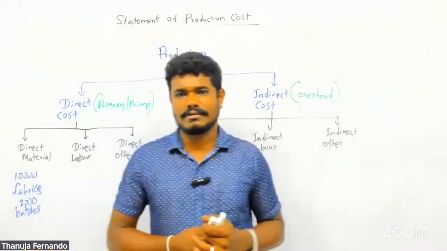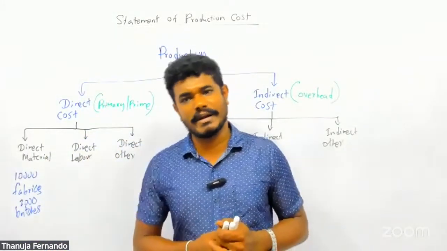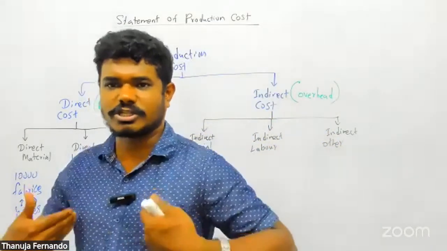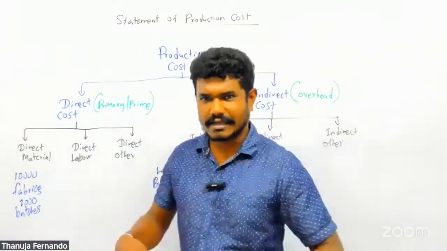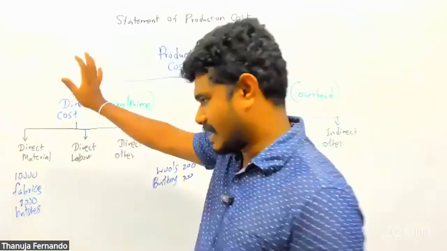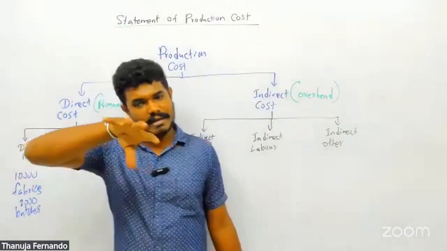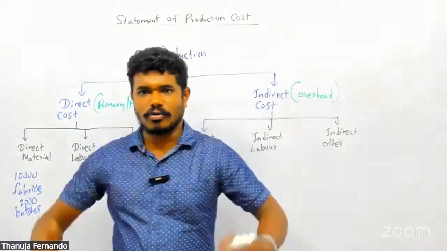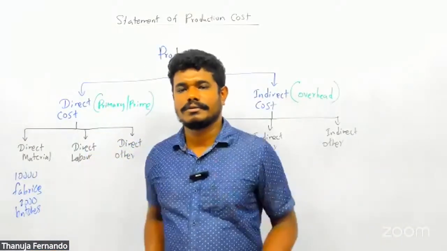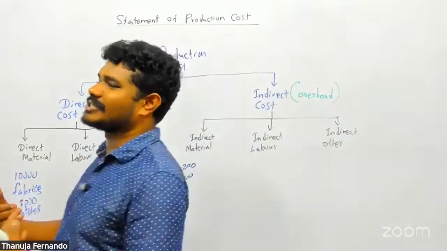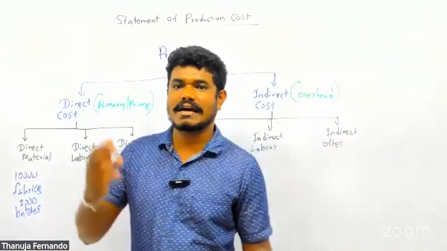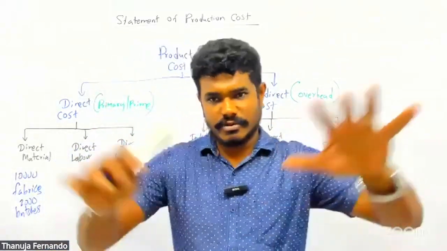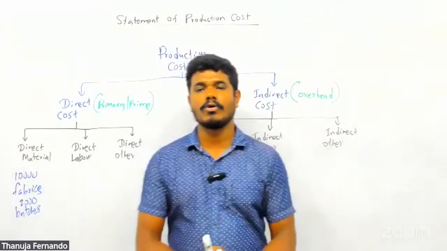Okay, then next, labor one is very easy, right? Direct labor means only the producer's salary or producer's charges. As an example, for this shirt, the operator's salary. There are so many employees in a factory. There are operators who sew the shirts. There are some supervisors, some managers, some accountants, some security, some drivers, these kinds of employees are in a factory.